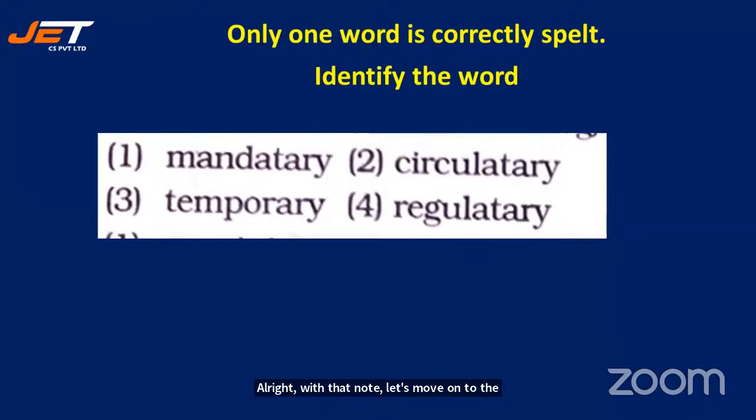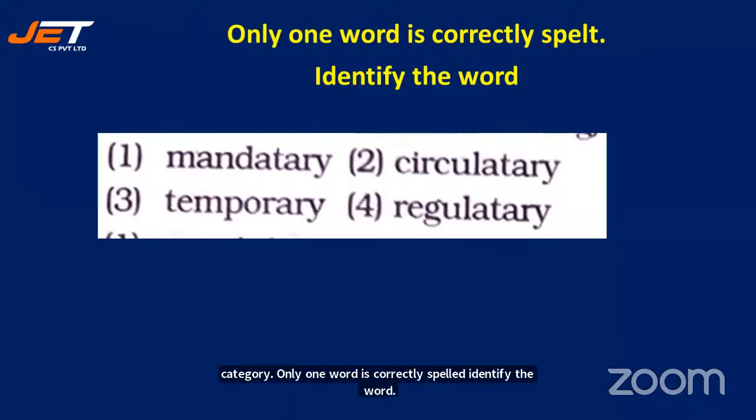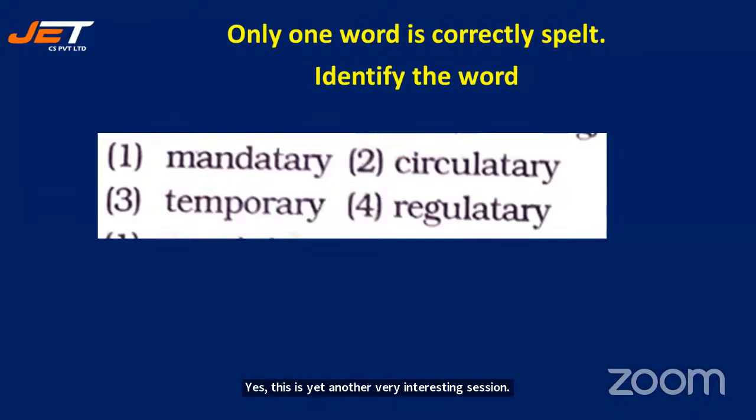Only one word is correctly spelled. Identify the word. Yes, this is yet another very interesting session. So 4 words are given. You need to choose the exactly properly spelt word. Spelt word means a word which has correct spelling. It may look like all 4 are right, but there is a difference.